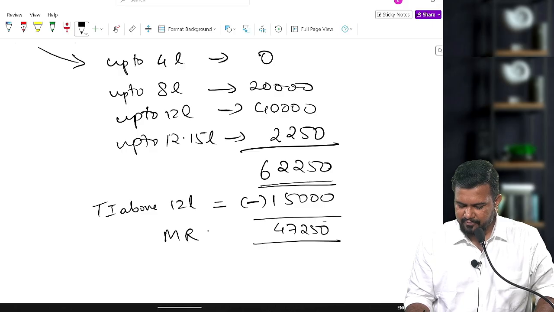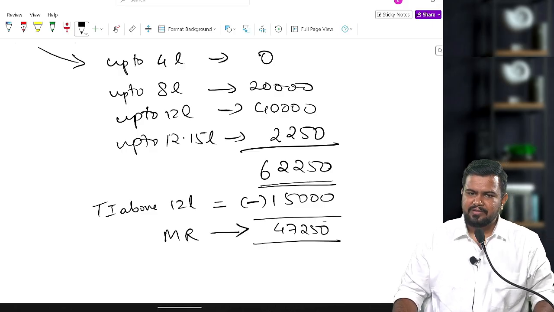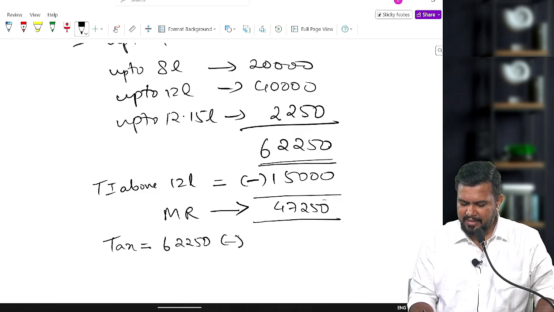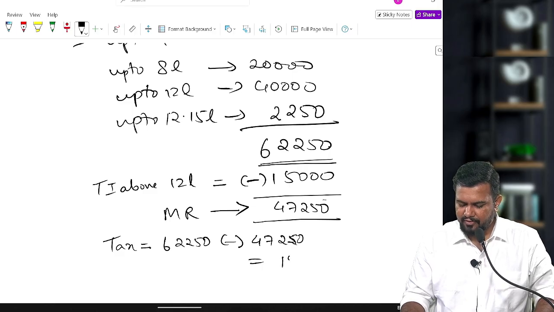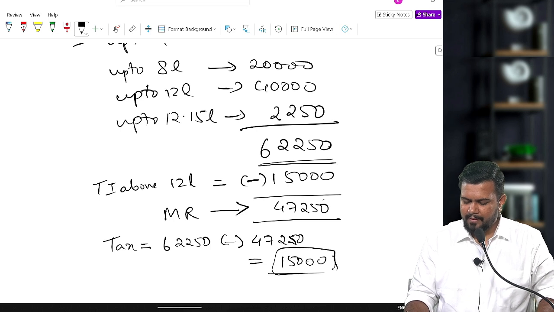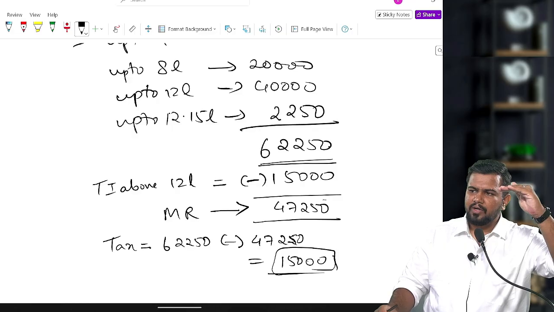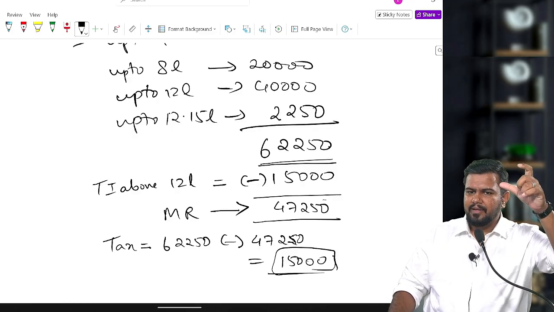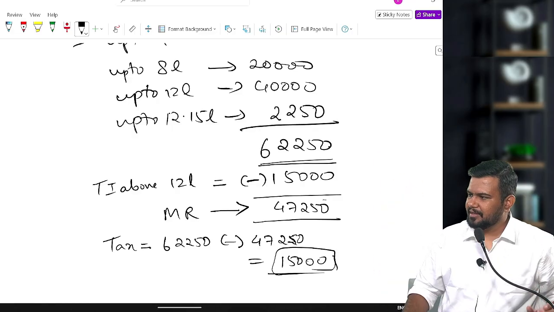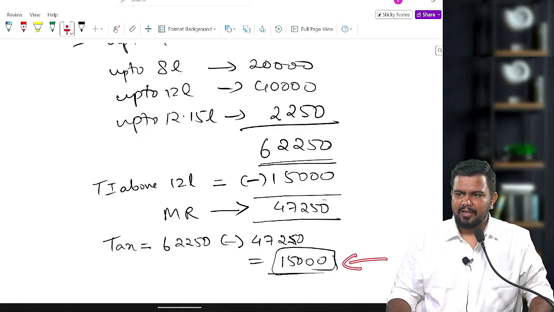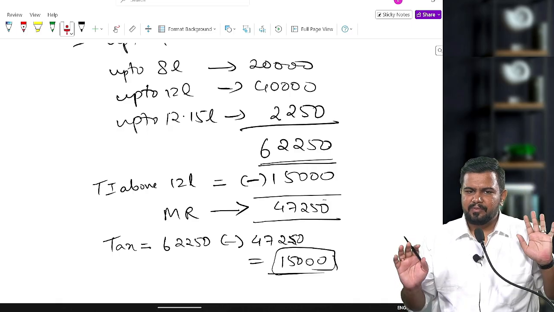47,250 is marginal relief. So what is the tax? Tax is equal to 62,250, which is the actual tax, minus marginal relief 47,250. So tax comes to how much? 15,000. Tax comes to 15,000. So the additional tax cannot be more than the additional income. That is the concept. 15,000 is only the additional income, so the maximum additional tax can also be 15,000.